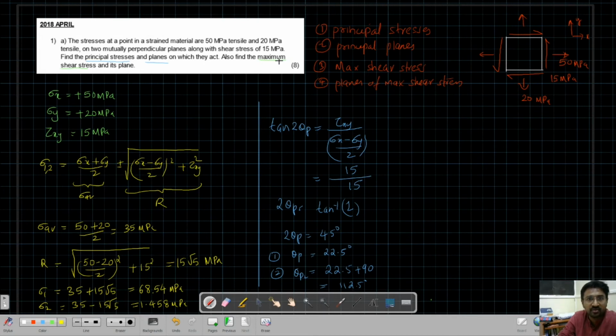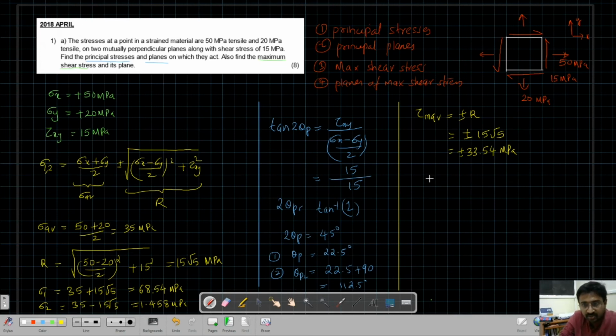Now what we have to do is find the maximum shear stress. We have already found it; we just have to identify it. We know that tau max is nothing but plus minus R. This is the maximum shear stress. So that is equal to plus minus 15 root 5, which comes out to be plus minus 33.54. So this is the maximum shear stress.